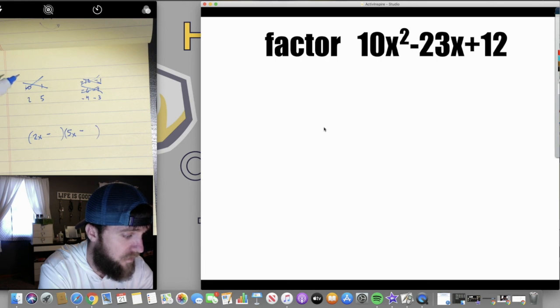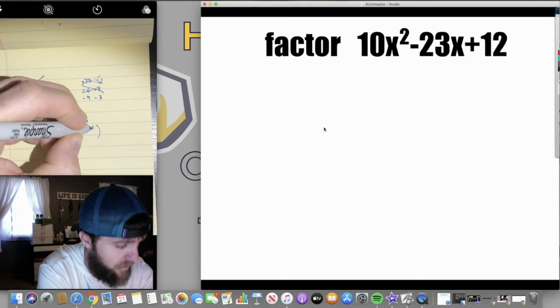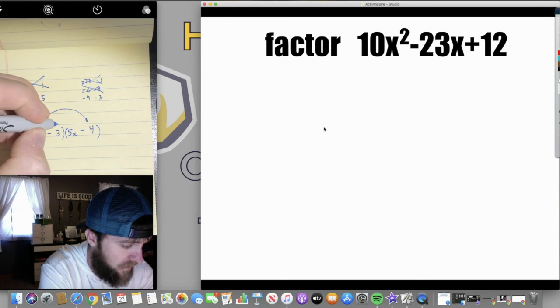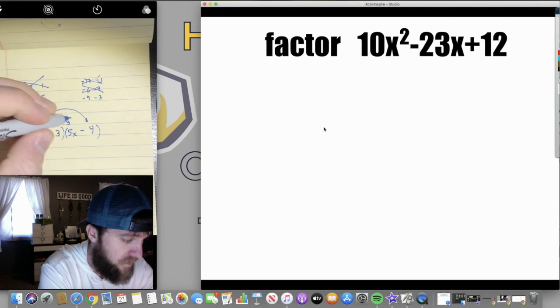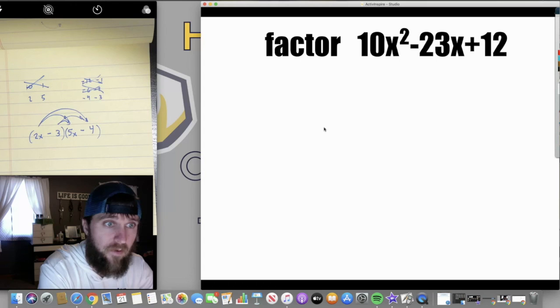So we want to take the 2 times the 4. We'd want the 2 times the 4 over here. We'd want to take the 5 times the 3 right here. And then the rest of the stuff would work out if you went through the distributive property.